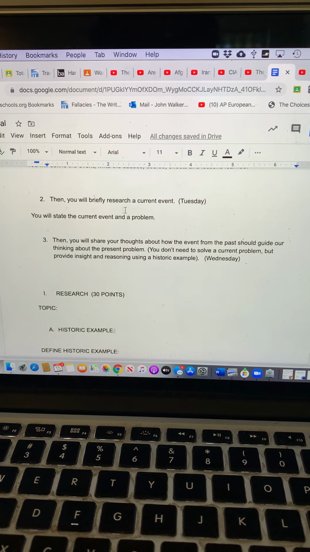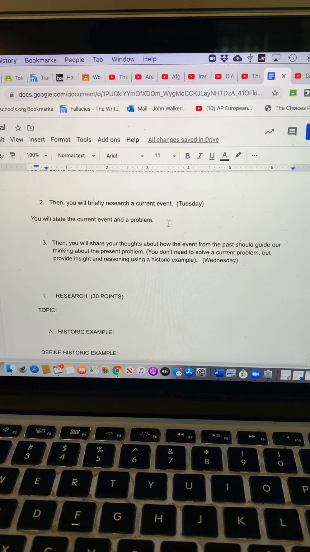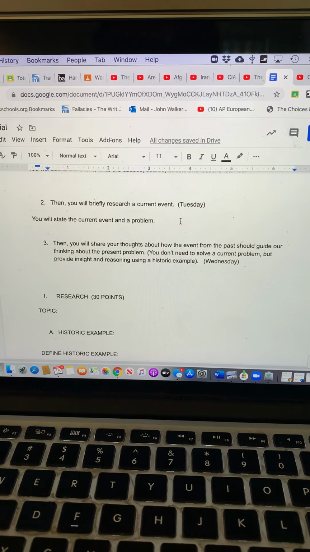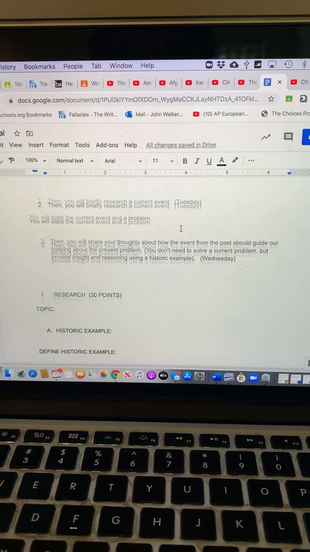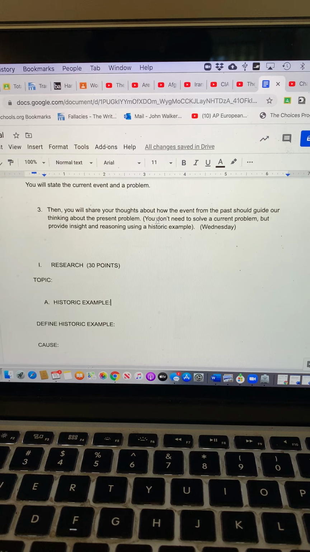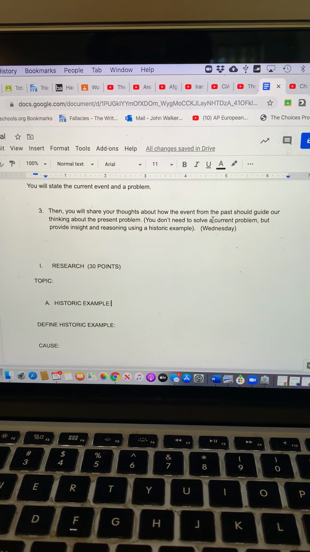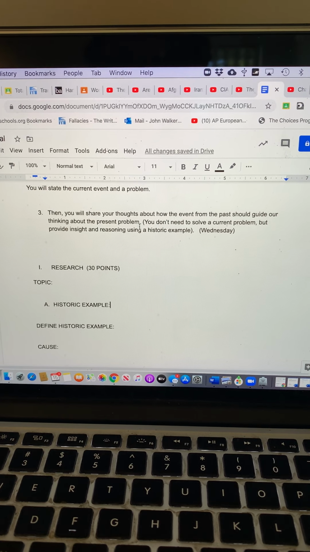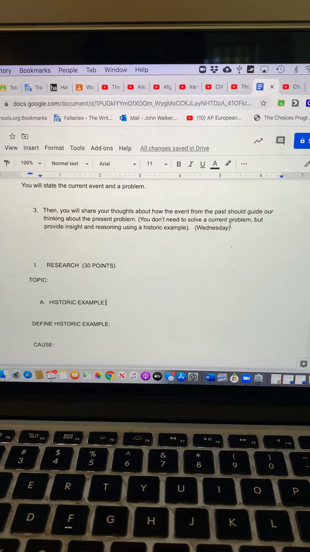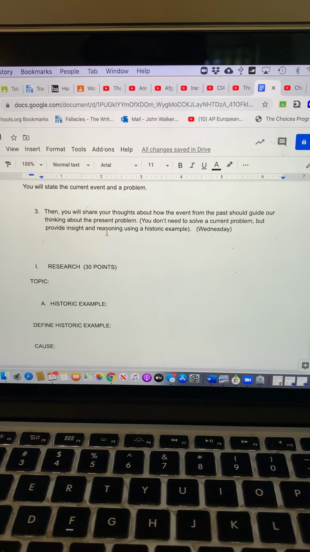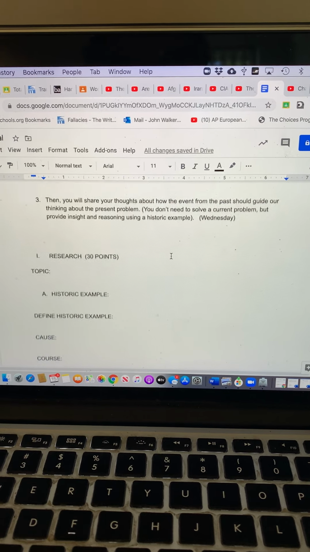Tomorrow, we're briefly going to look at a current event. We'll look at a problem that's currently facing the United States and Iran. And on Wednesday, you'll write how thoughts about the event from the past should guide our thinking about our present problem. You don't need to solve a current problem. You're not going to solve the U.S.-Iran conflict, but you can provide insight and reasoning using this historic example.